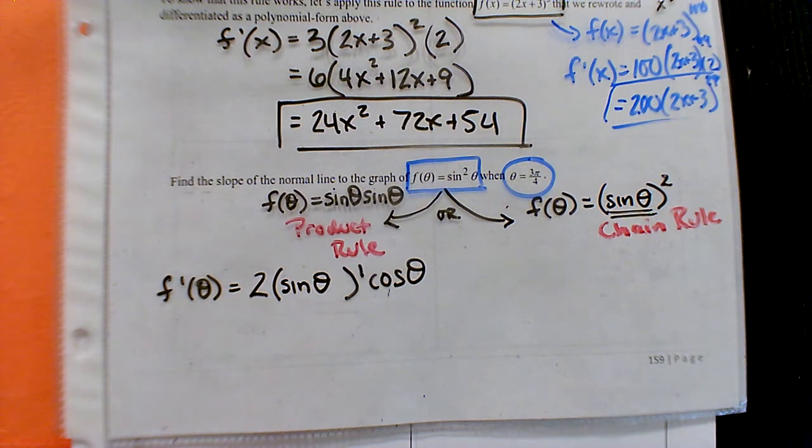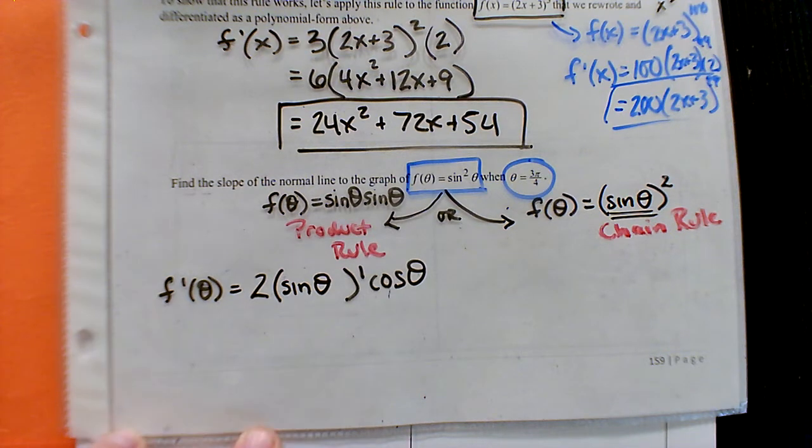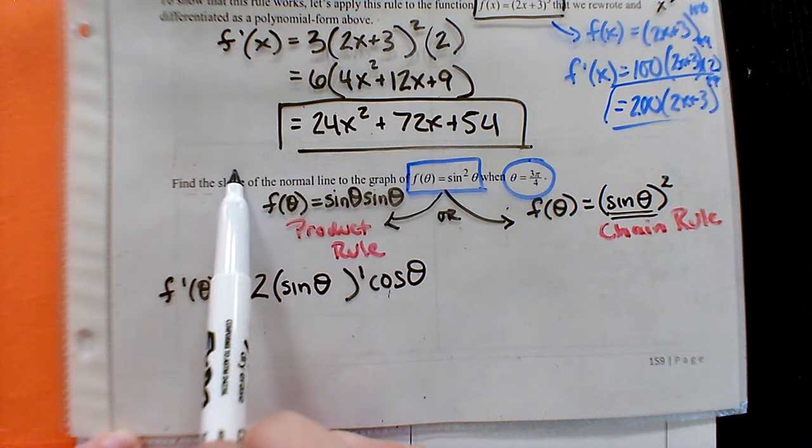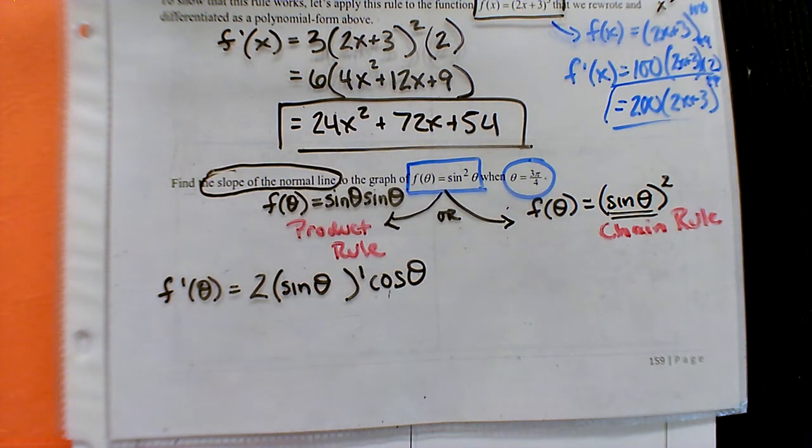So in terms of our chain rule derivative, in the end we have 2 times sine times cosine. If you were to use product rule, you should get something that's exactly like that. You could test it if you wanted to. So there's our derivative shortcut using the chain rule. Let's go ahead and use it to find the slope of the normal line. Where do you guys want to go from there?